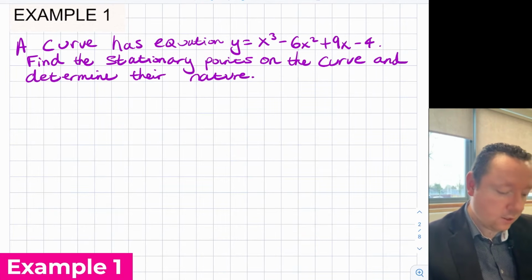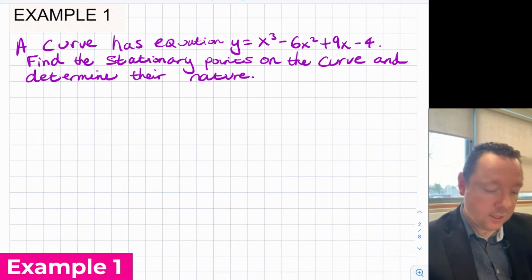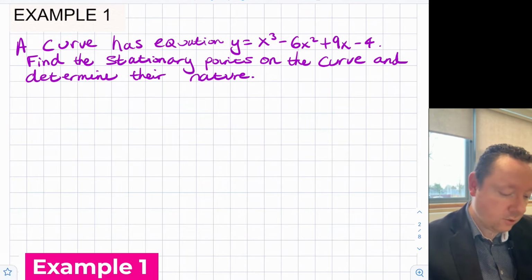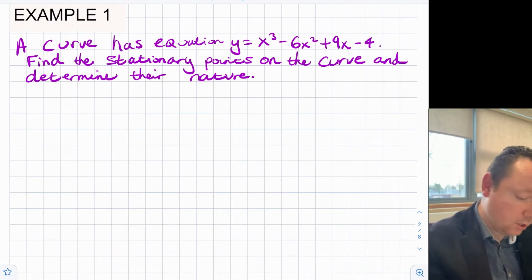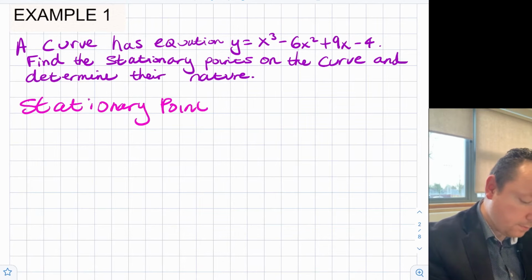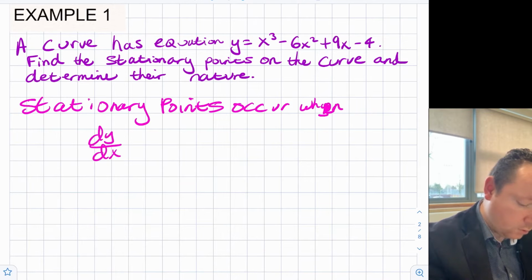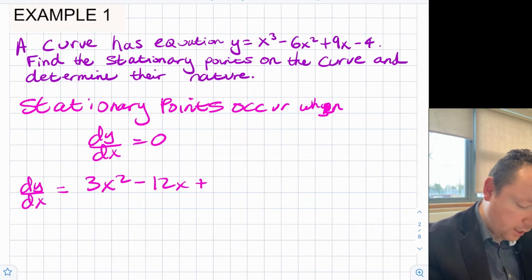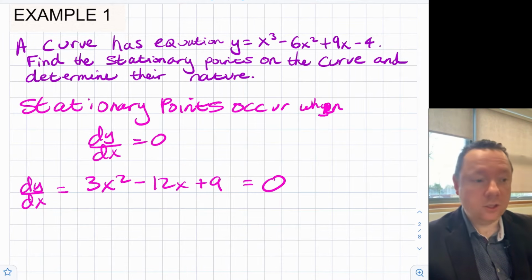Example 1 says a curve has equation y equals x cubed minus 6x squared plus 9x take away 4. Find the stationary points on the curve and determine their nature. So the first thing we need to realise is that stationary points occur when the gradient of the tangent, well, that's dy by dx, equals 0. So dy by dx is equal to 3x squared minus 12x plus 9, and we can say that that equals 0. So we need to solve this equation to find our stationary points.